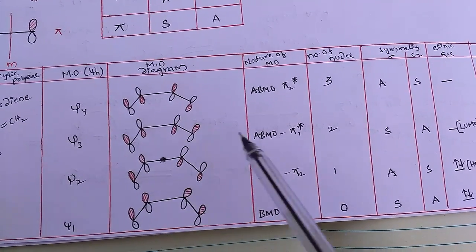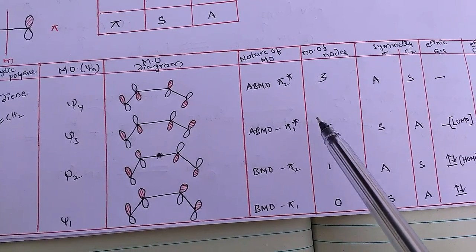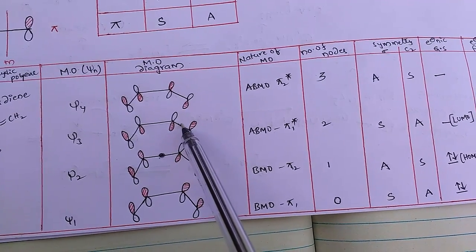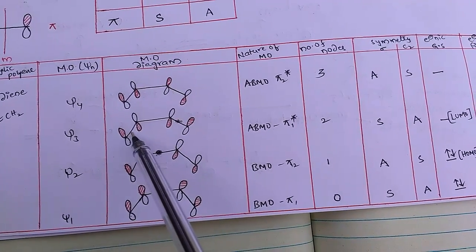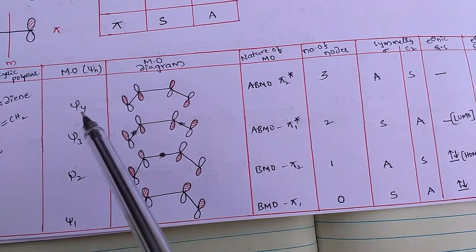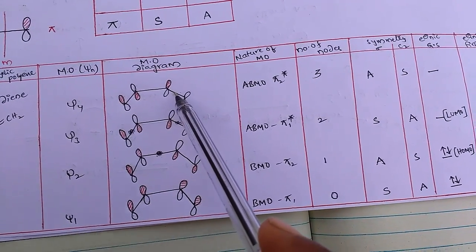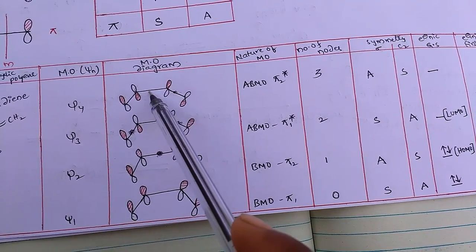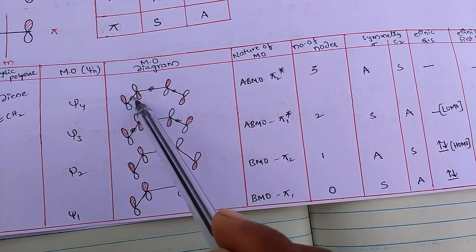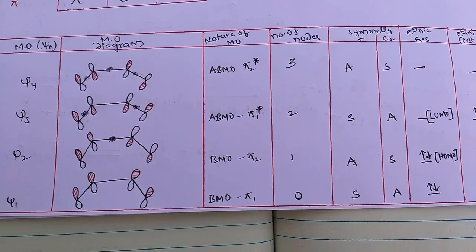And psi 3 is the antibonding molecular orbital pi 1 star, so it should have 2 nodes. Consider here is one node and here is one node. And in psi 4, the number of nodes is 3, so here is a representation of this. We can observe 3 nodes in this representation of the molecular orbital diagram of 1,3-butadiene. Okay, right.